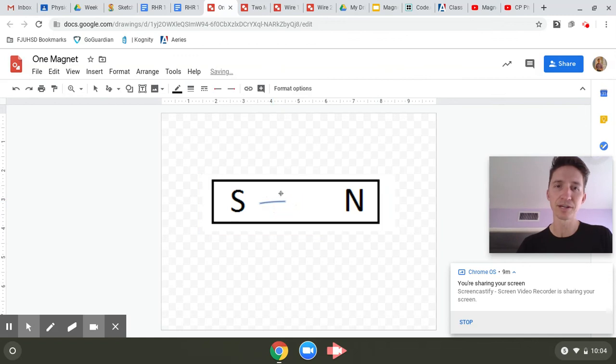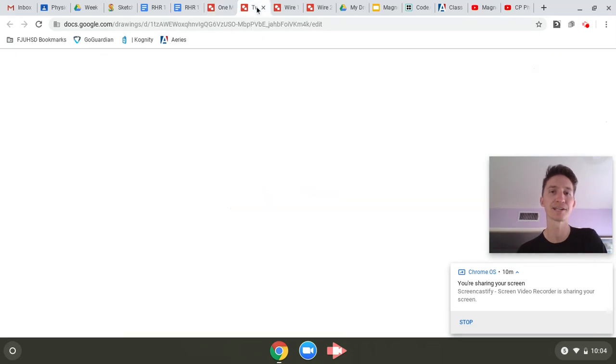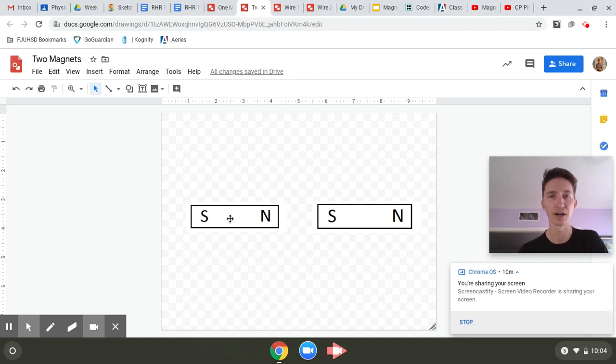So the internal domain direction we know is going like this. And then outside, it's going to exit the north and enter in the south. So this is literally what you need to be drawing for our first assignment. There are four of these I put into Google Classroom. First one is to show the internal and external domains for one magnet. Then the next one is for two magnets. How do their internal domains and external magnetic fields interact with each other?